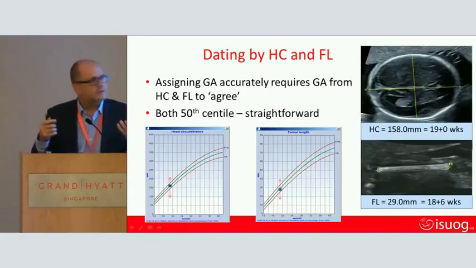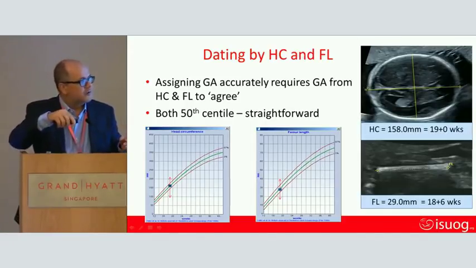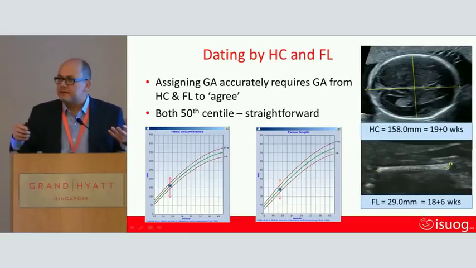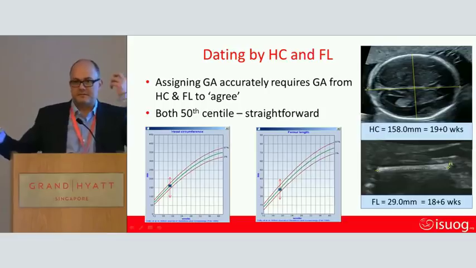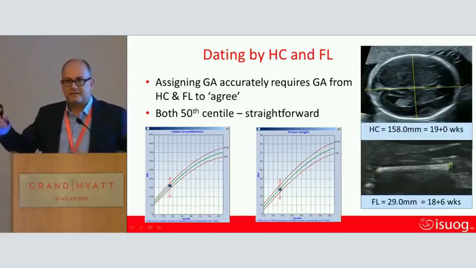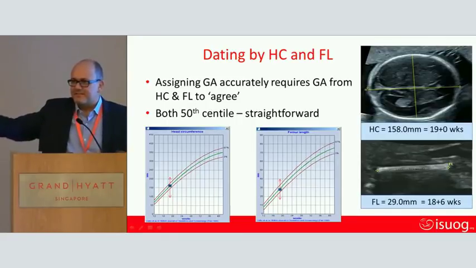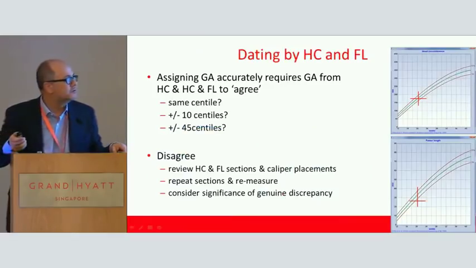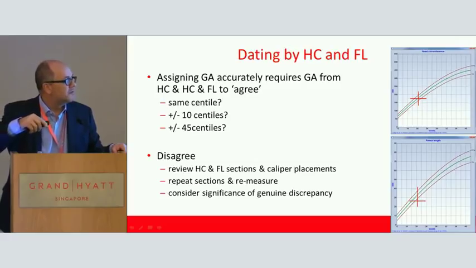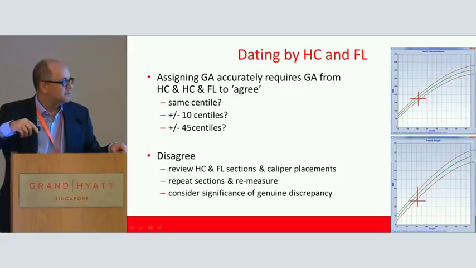But there is an issue that you need to be aware of, which is that this works when the two are roughly in agreement. If the two are very far apart, if the femur is suggesting that the baby is 16 weeks and the head circumference is suggesting the baby is 24 weeks, okay, then it doesn't work. Then you need to work out why this big discrepancy is happening between the two. So they need to roughly agree to be reasonably near the same centiles.